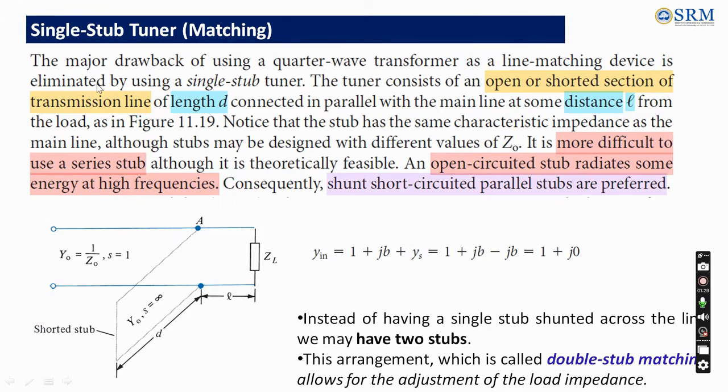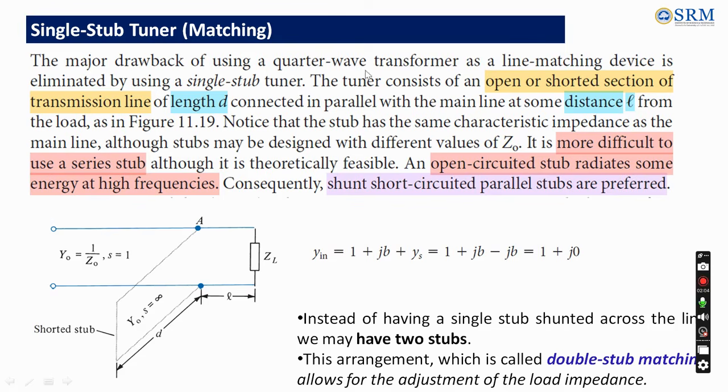So now let us see how a single stub tuner can be helpful in matching. We already saw the major drawback in using a quarter wave transformer, and that can be eliminated by use of this single stub tuner. Generally, a stub is nothing but a small piece of transmission line, which is connected in series or parallel along with the main line. The main line has a characteristic impedance, is that not right? The stub also we are going to connect along the main line. Here it is connected in a parallel manner.